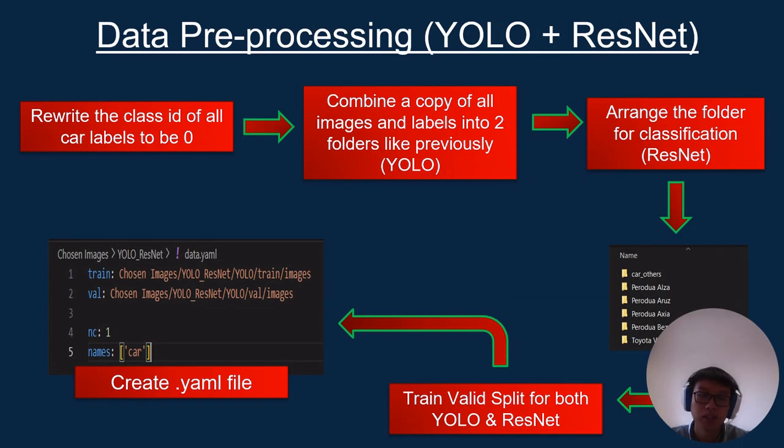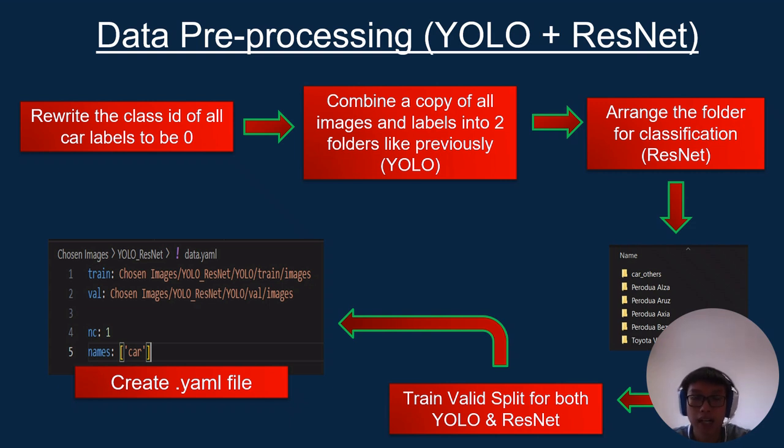Now, I would like to talk about the flow of the preprocessing for this method. Firstly, the class ID of all the car labels is rewritten as 0. Next, a copy of all the images and labels is combined into 2 folders like previously, images and labels. This will be for the YOLO object identification purposes.